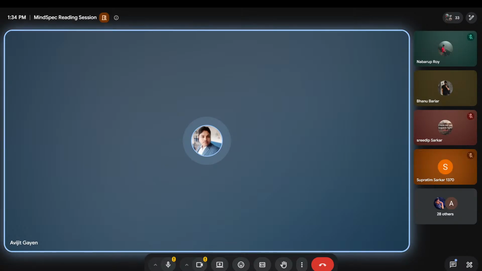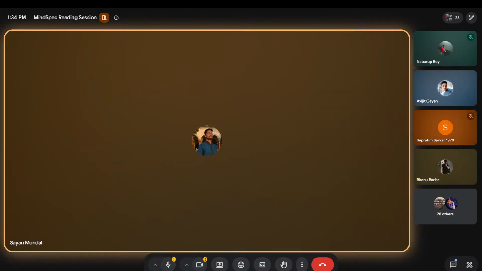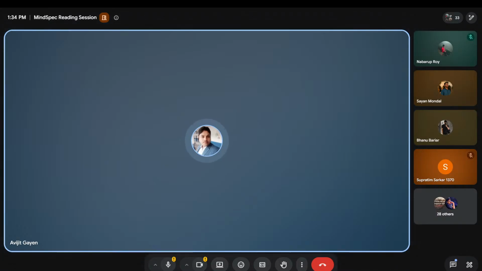I think Shayan is trying to understand the meaning of this zero trust. He's also asking another question: if you want to implement it in real life, how can it be done? Yes, a zero value is not possible. What I'm telling is the concept that there should be some particular threshold value, and below that, the trust score can be considered as zero trust.